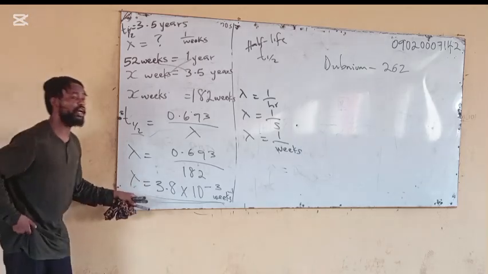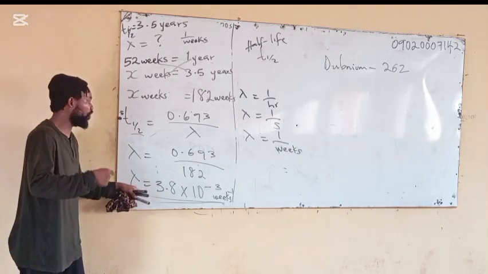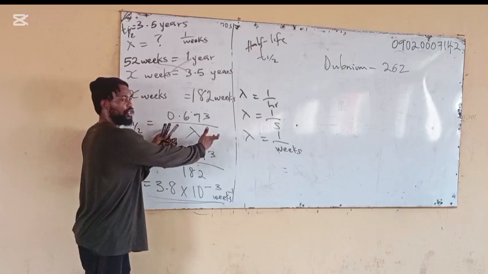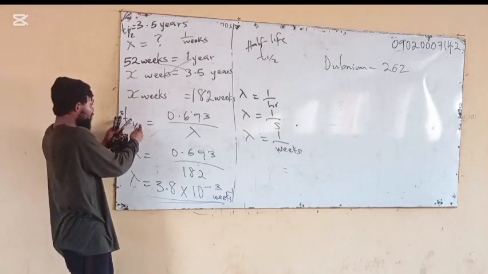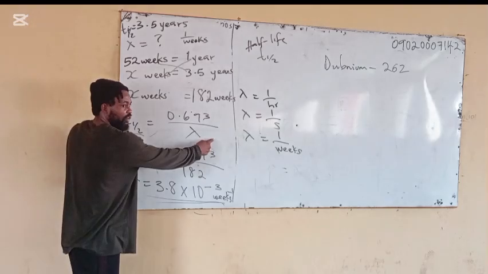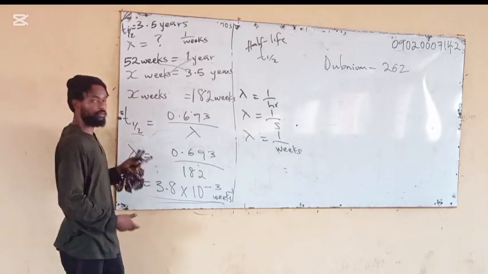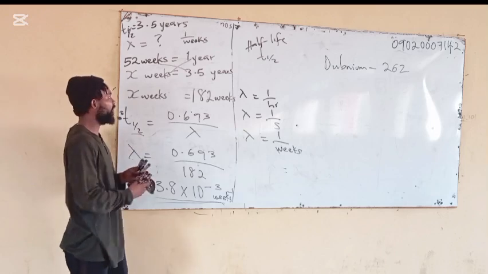You need to know that your lambda is a function of whatever you are given here. It's a function of your time. And notice that your time is always going under. This is your half-life, so it's decaying as a function of your half-life. So that's why we always put in per whatever our time is.